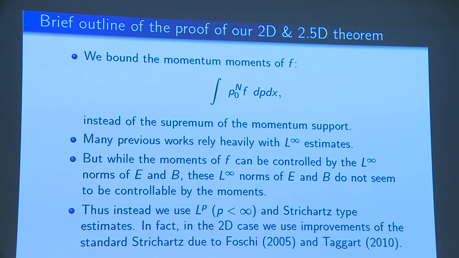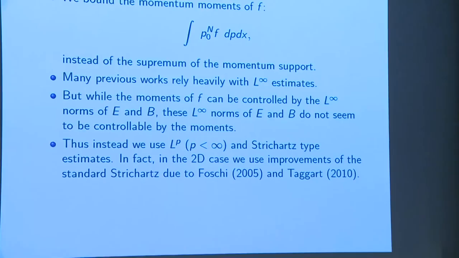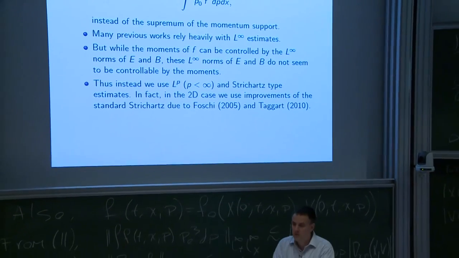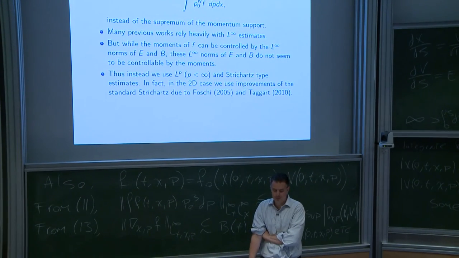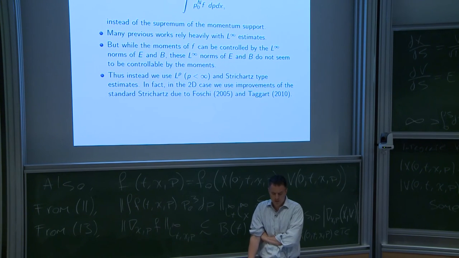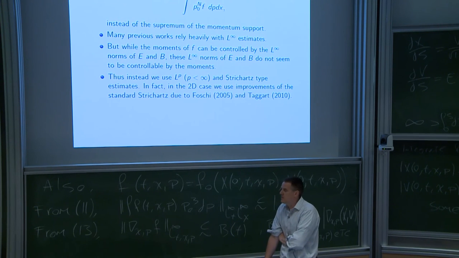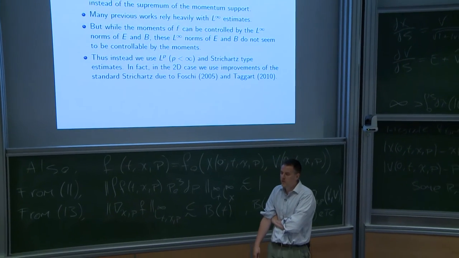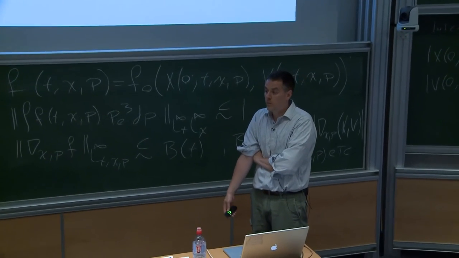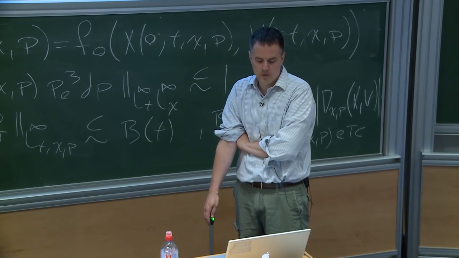And this is where you start to use LP estimates and Strichartz estimates. And in fact, in 2D, you don't just use Strichartz estimates, you use the improvement of the standard Strichartz due to Foschi. And Taggart elaborated on Foschi, and so these Foschi-Strichartz estimates, in particular, give you a better range of exponents in the case when you're working with a forced wave equation with zero initial data, and that's exactly the kind of situation that we're reducing to.